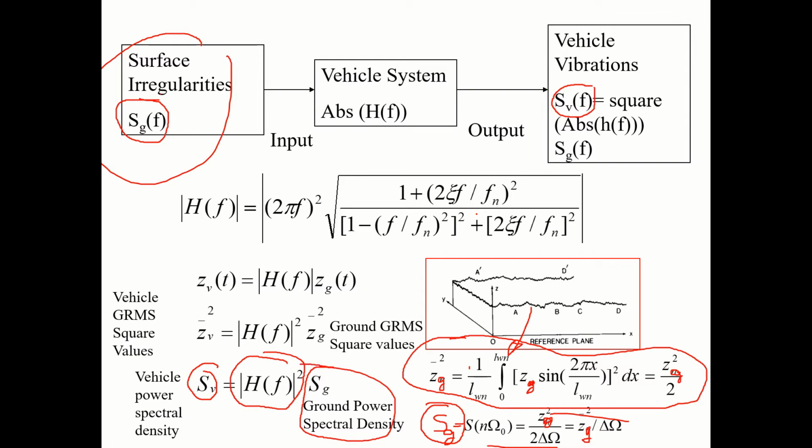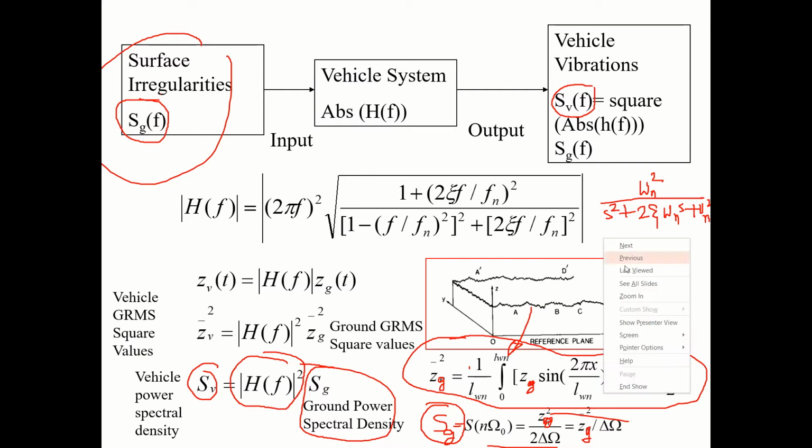How do you get this? The vehicle can be modeled as s omega n squared divided by s squared plus 2 zeta omega n s plus omega n squared. Maybe you are getting it a little different. Anyway, I can say it can be modeled.